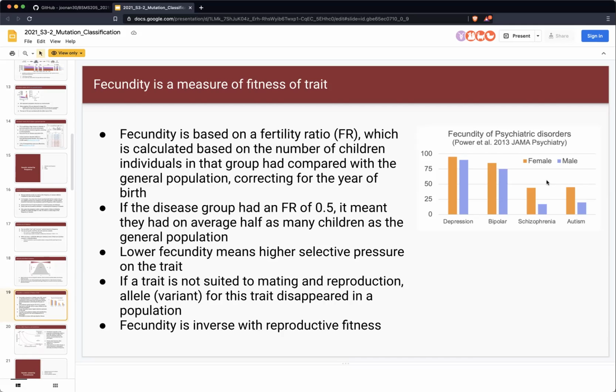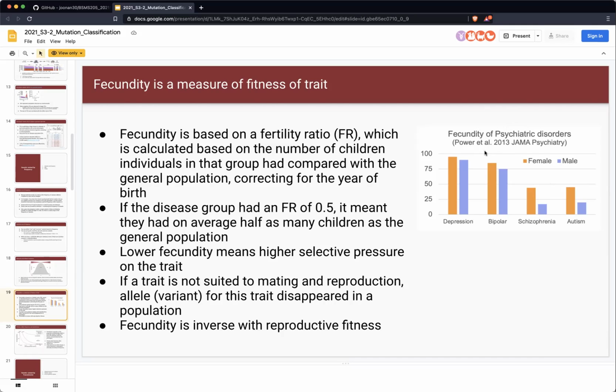But why does that happen in our population? And then people thought about another alternative hypothesis to explain autism and schizophrenia, and that was the de novo mutation. Shortly after, right, this is one of the landmark papers about the reduced fecundity of psychiatric disorders, published in 2013 in JAMA Psychiatry.